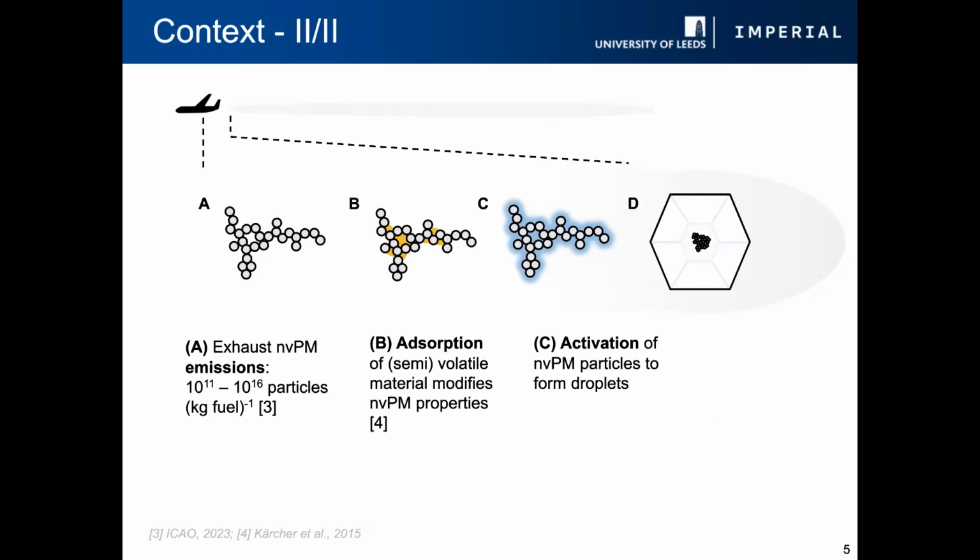So we expect about 10^11 to 10^16 particles per kilogram of fuel burned, and that's very dependent on the engine technology that's used. Modern engines can get down to 10^11, but older engine technologies emit at 10^16. So that wide range of magnitude in terms of number concentration of particles, we expect to have an effect on the properties of the contrail that persists, because it affects the number of ice particles in that contrail.